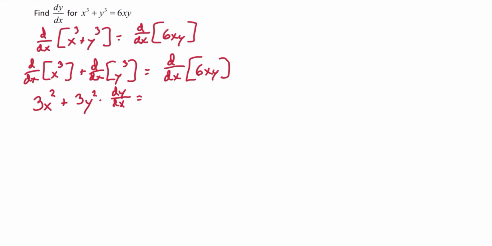And on the right side, notice we have the product rule. We have 6x times y. So product rule. First, 6x times the derivative of y. The derivative of y is 1, but we multiply by dy/dx because it's written in terms of y. Plus the second times derivative of the first. Derivative of 6x is 6.